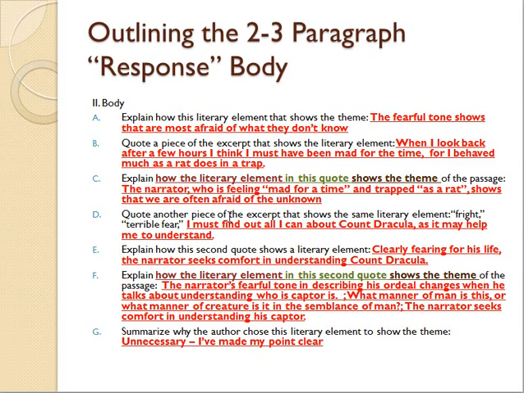I'm going to find another quote that shows the tone, which shows the theme. This quote: "I must find out all I can about Count Dracula, as it may help me to understand." You can tell that the man is clearly saying that he's scared, but if he can find out all he can about Count Dracula, he can understand him, and the narrator's fear will dissipate a little. Okay?